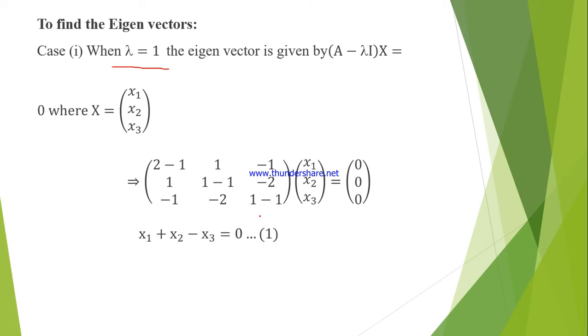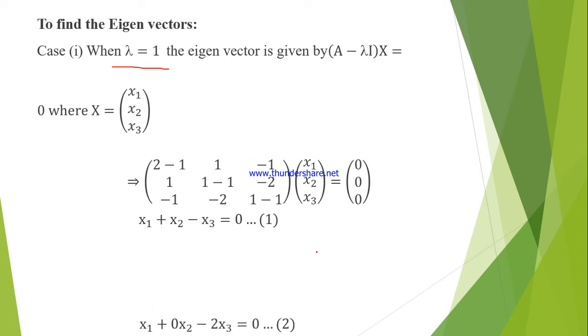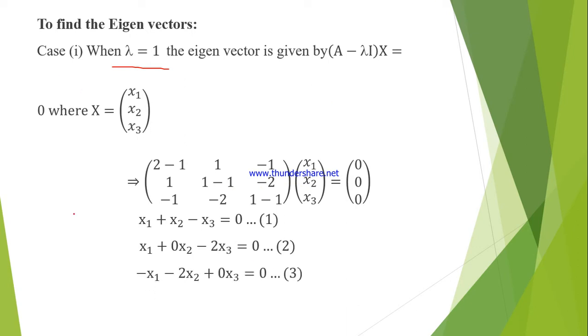After solving this, we get the equations: 2 minus 1, that is 1 into x1 plus 1 into x2 minus 1 into x3 equal to 0. Second one, 1 into x1, 1 minus 1, 0 into x2, minus 2 into x3 equal to 0. Third one is minus x1 minus 2 x2 plus 0 x3 equal to 0.